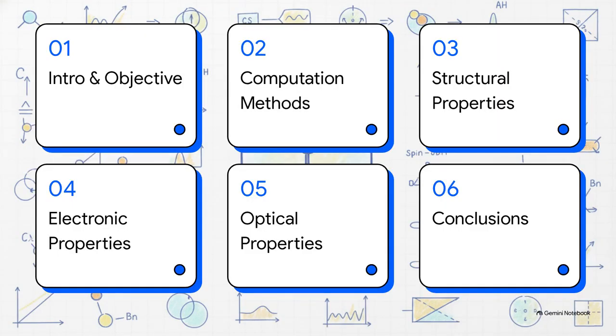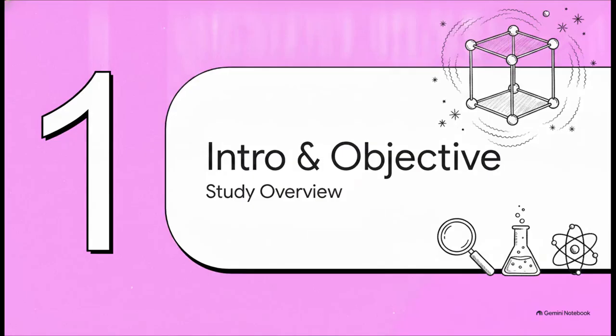Here's our quick roadmap. We'll hit the introduction and objective, break down the computational methodology, analyze the structural, electronic, and optical properties, and then wrap up with some conclusions. Starting off with Section 1, Introduction and Objective.